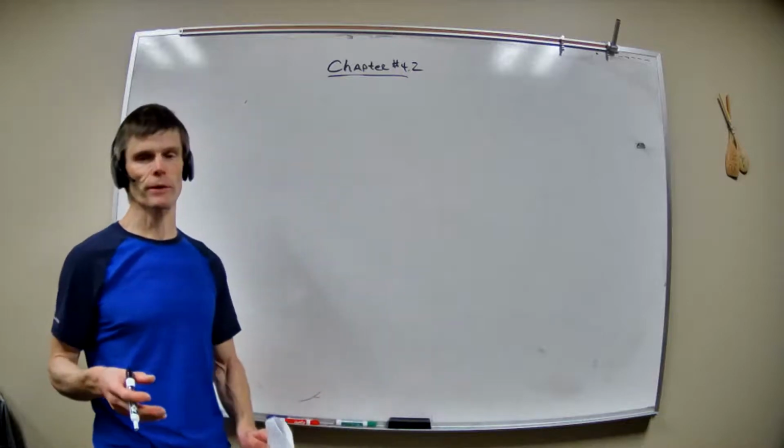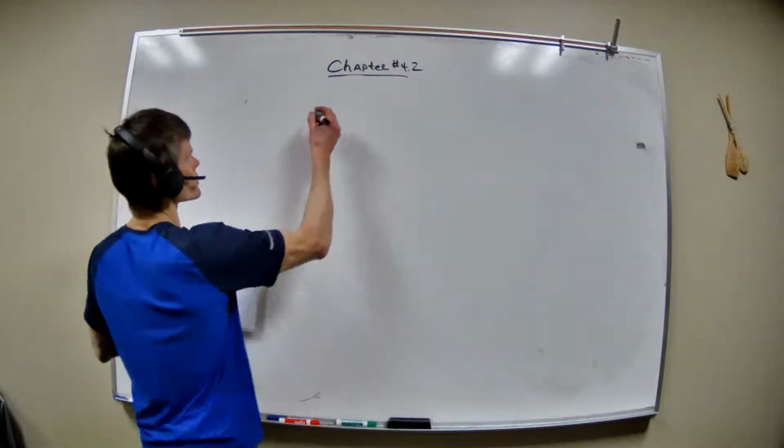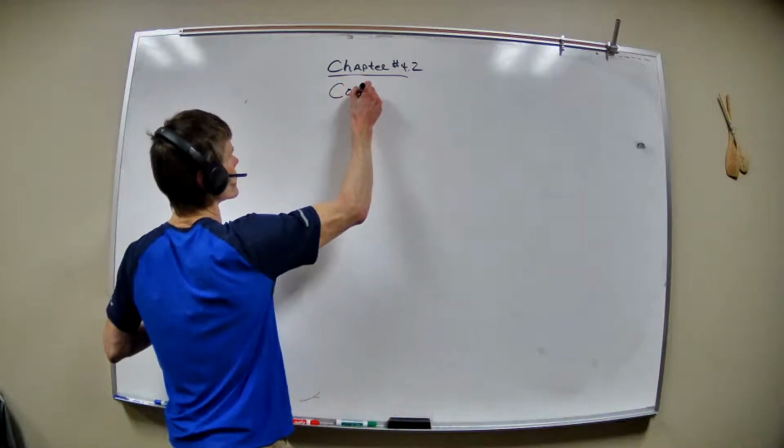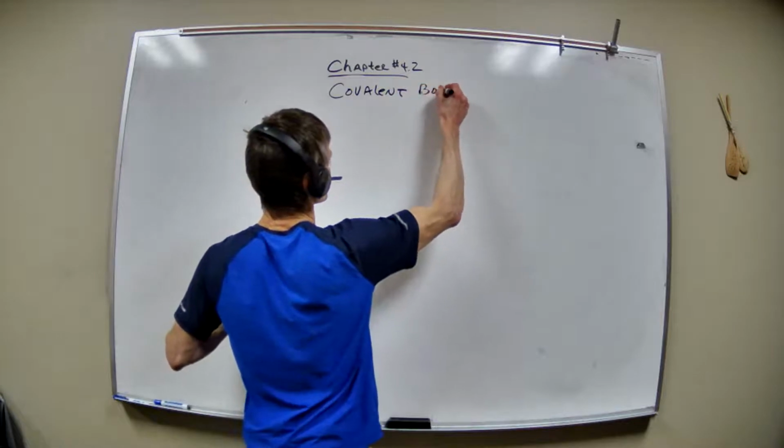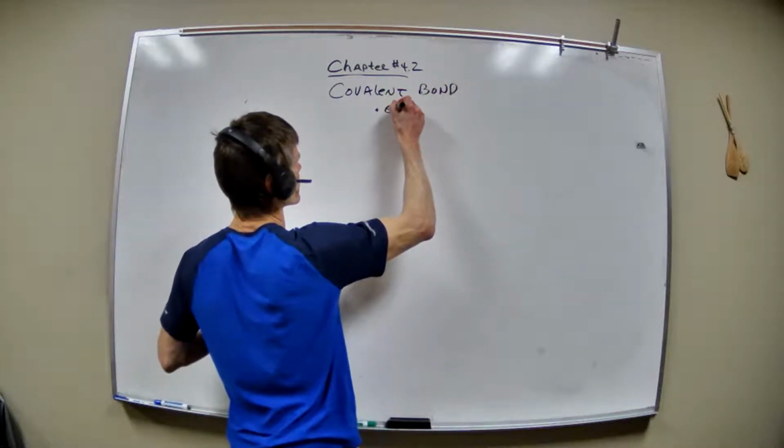But for general chemistry, we need to understand two features of covalent bond formation. Remember, covalent bond is electron sharing. That's important.